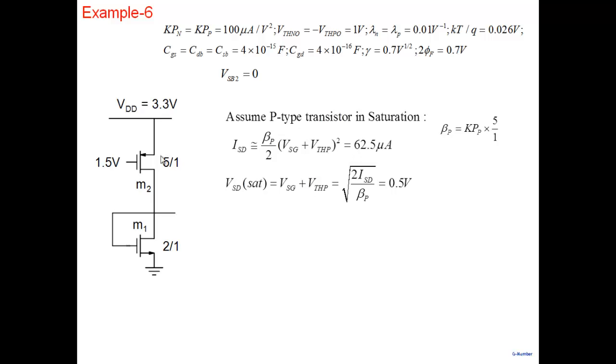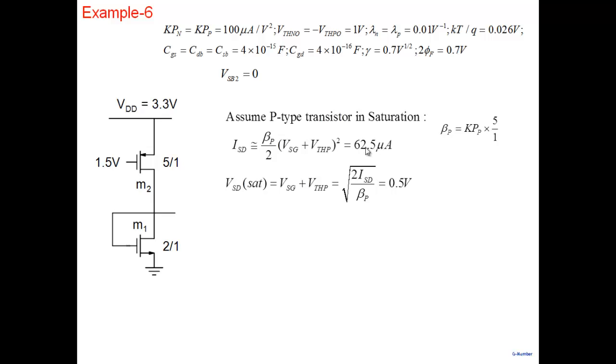Now, we need to check, is it really in saturation region? For that, I need to calculate VSD saturation. What is the voltage required to keep it in saturation region? Earlier it was VGS minus VTN. Now it is VSG plus VTHP, or square root of 2 ISD by beta. We calculate this to be 0.5. So the drop from here to here should be at least 0.5 for our assumption to be correct.